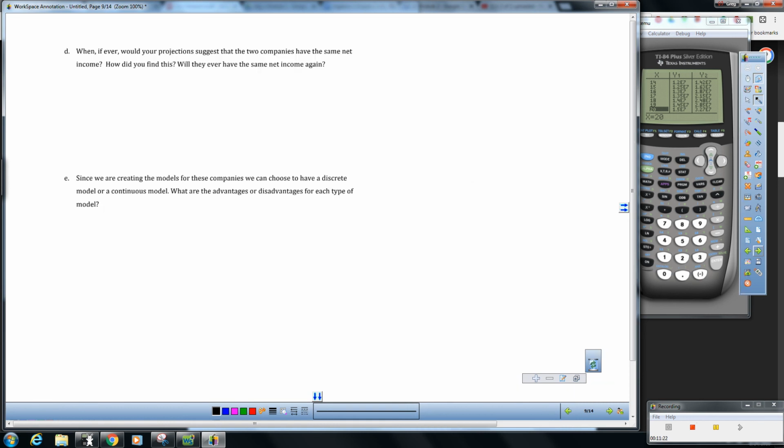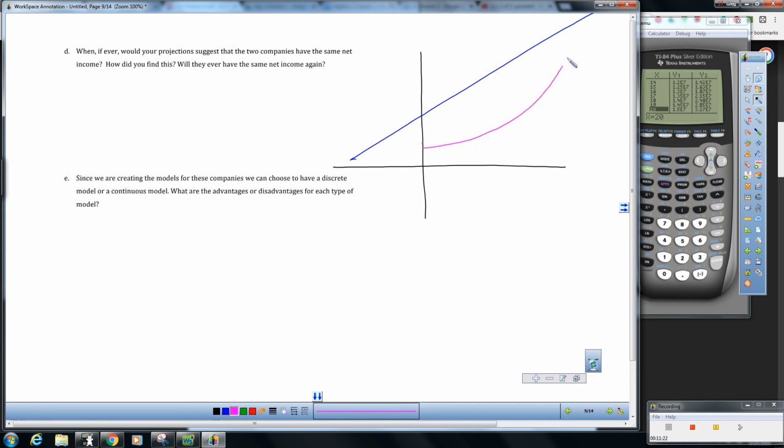Okay, so the rest of this is pretty clear. How would you find this? You'd use a table or compare their graphs. Will they ever have the same net income again? Not after that, because you're going to have one graph is growing like this, and the other graph is growing like this. And then after that point, the purple graph is going to be worth more. The purple graph is going to be worth more forever. And this is the point that you have to be patient for. This is the point where you start to make that money.